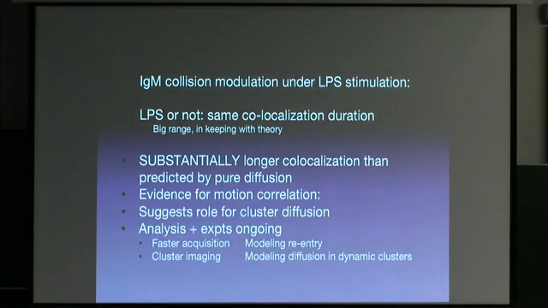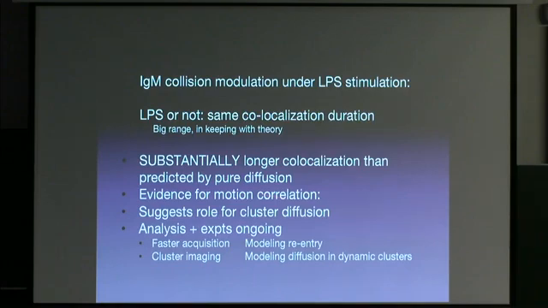So the collision between IgMs is modulated, say, by activation or LPS stimulation. Whether or not you apply LPS, you get the same co-localization duration. So it doesn't appear to matter too much whether the cells are stimulated or unstimulated as to how long the red and the green receptors stay together. The range is big, and that's in keeping with the theory for escape time processes. The standard deviation is about the same as the mean. But you do get much longer co-localizations than you would predict, which indicates that the dynamic data is indicating clustering the same way as the static data is indicating clustering.